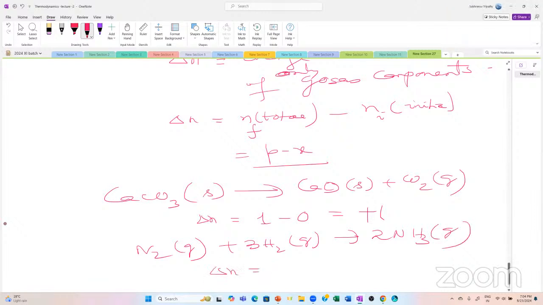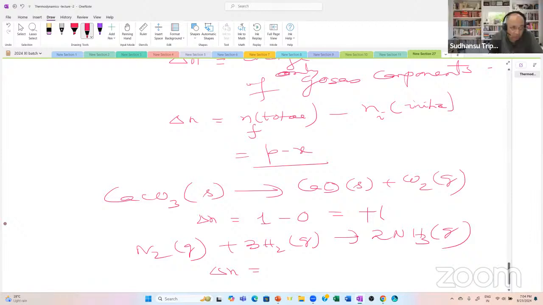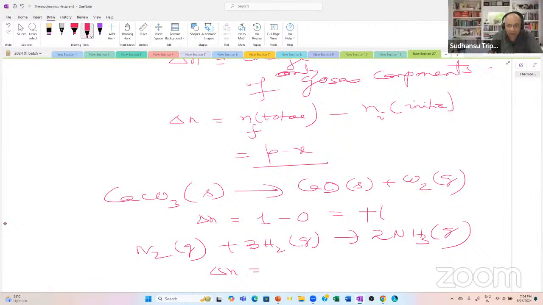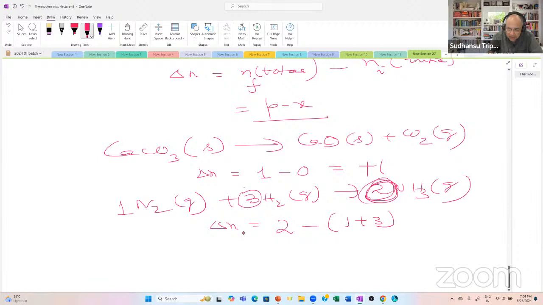2. What 2? Plus 2 or minus 2? Sir, minus 2. Then why did you say final minus initial? The product is final, 2, minus the initial, this is 1, this is 3. So 1 plus 3 is 4. So it is minus. So it has to be minus 2.